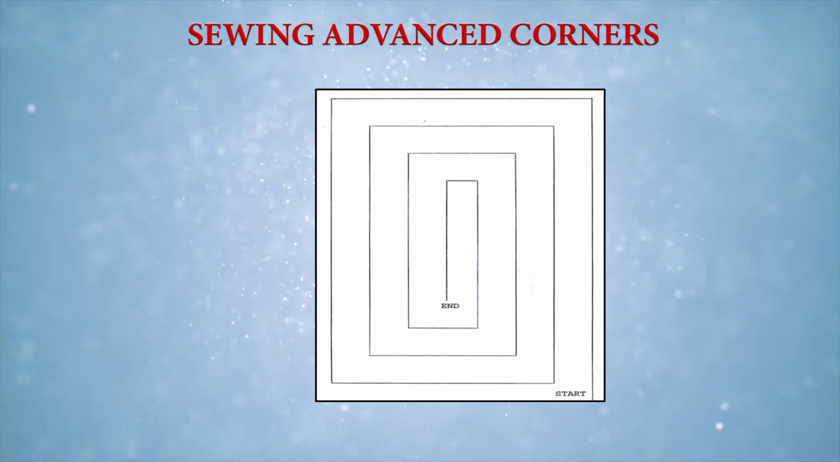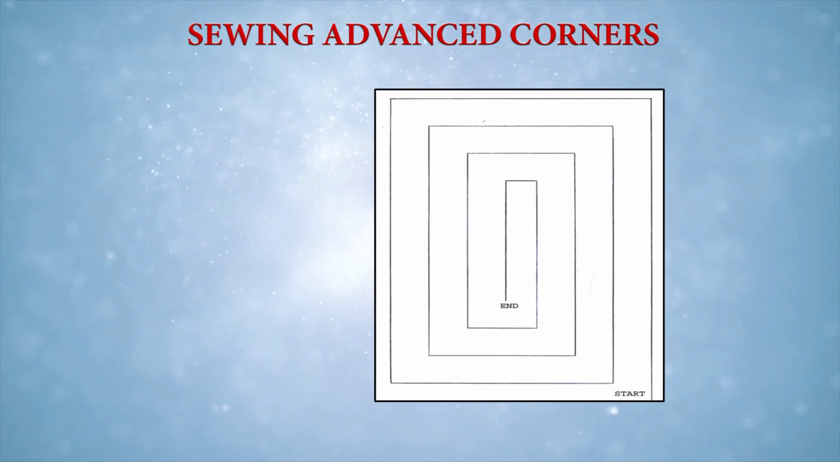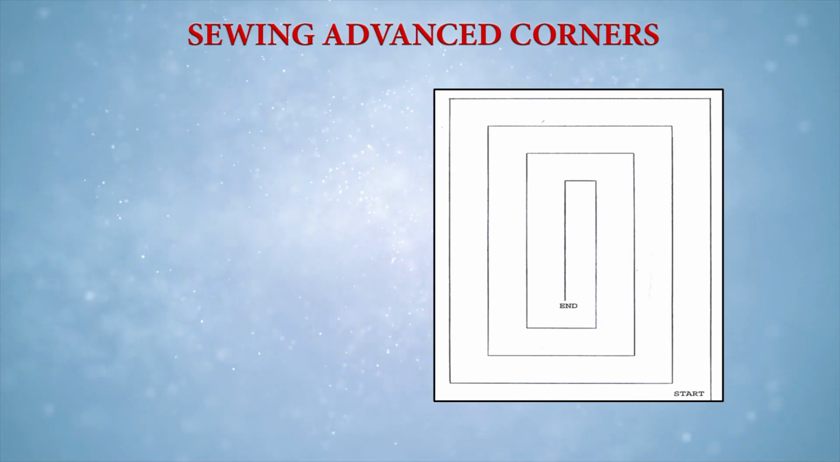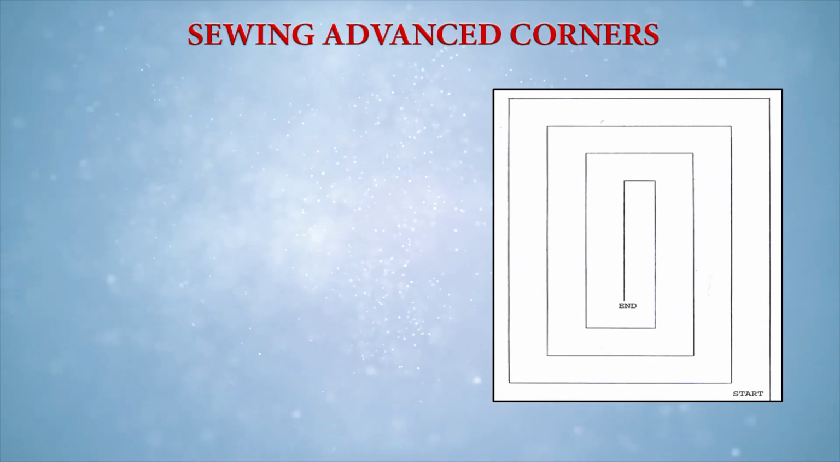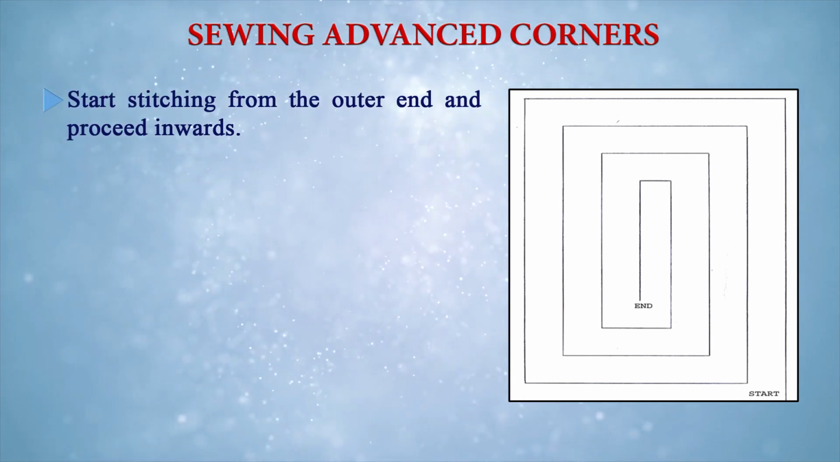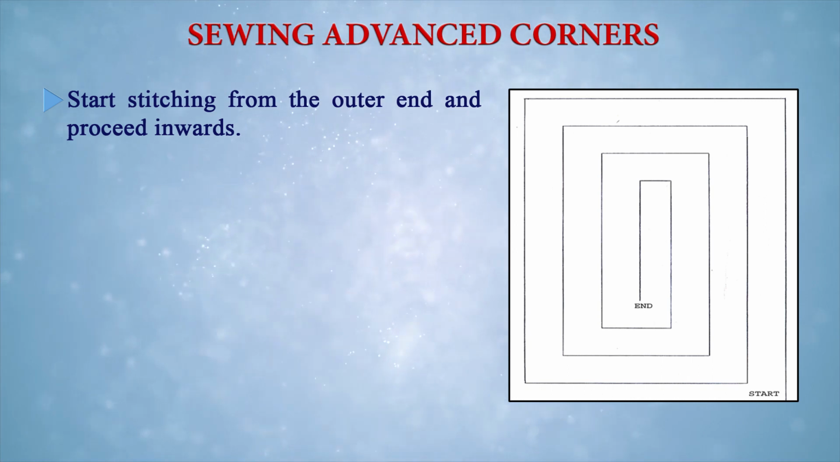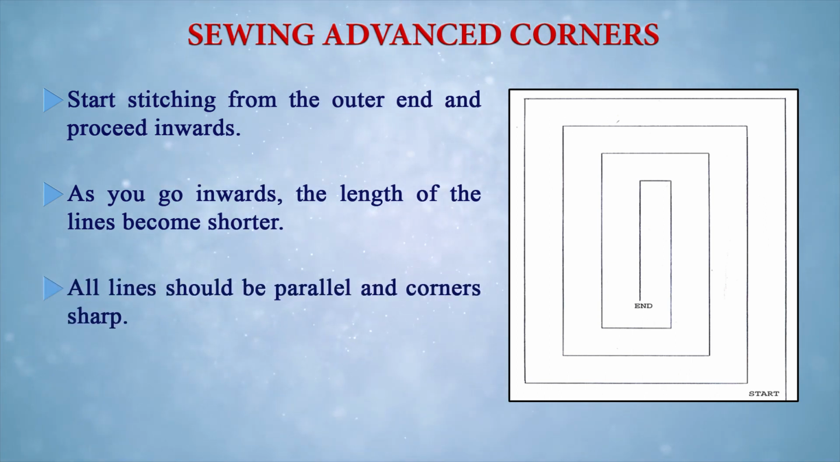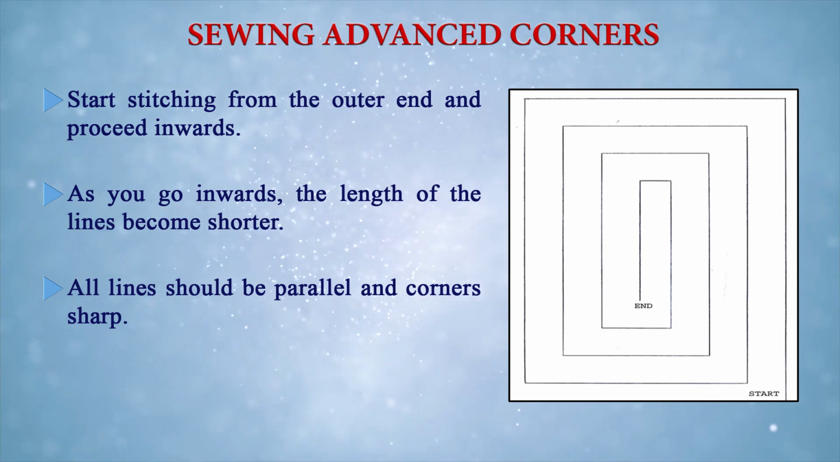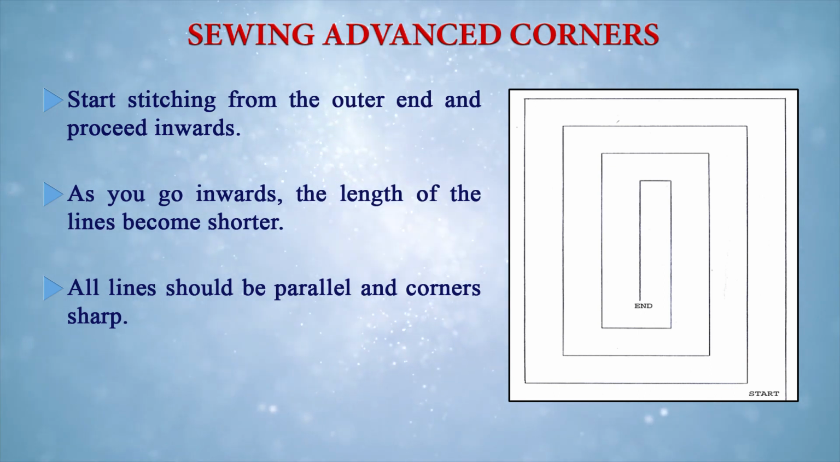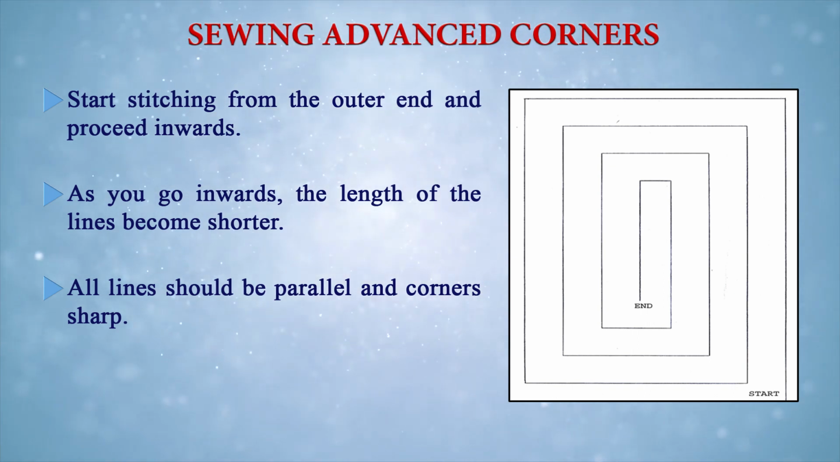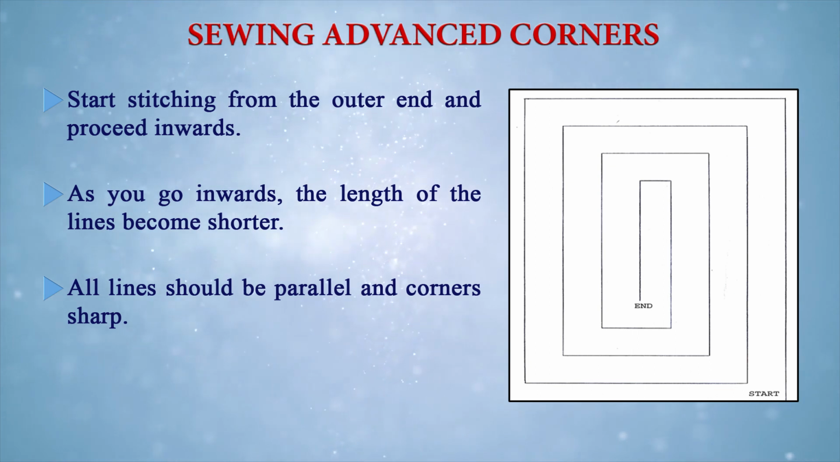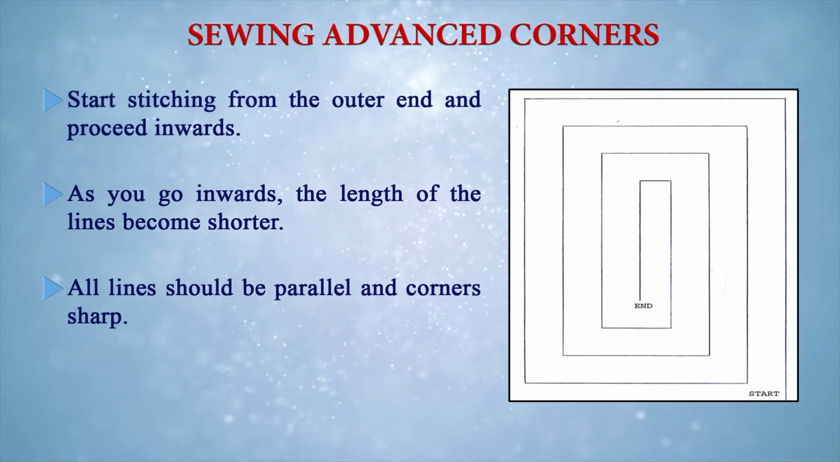Then we practice sewing advanced corners. As you can see in the picture, these are lines drawn starting from the middle and ending at the outermost part of the square. We start stitching from the outer end and proceed inwards. As you go inward, the length of the line becomes shorter, and all lines should be parallel and the corners sharp. When we go into the square, the corners should be very sharp and stitched very carefully.